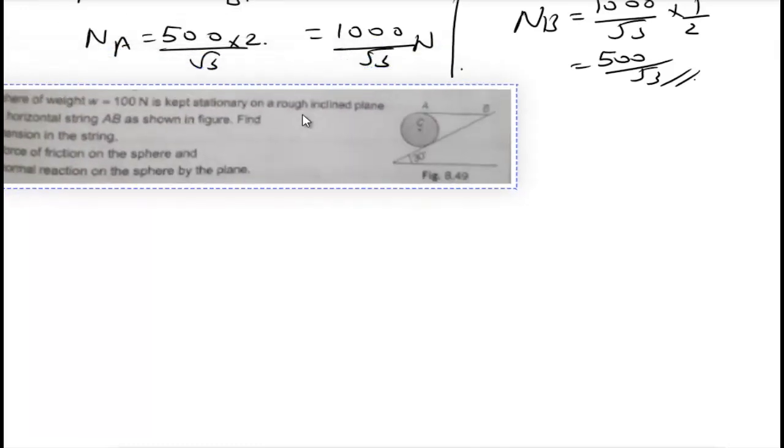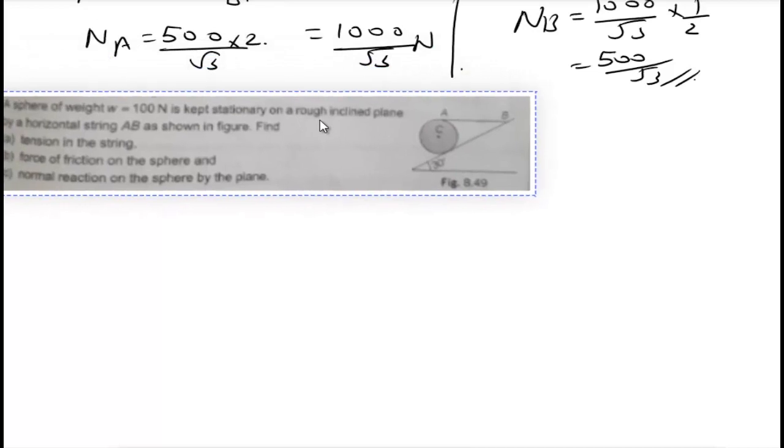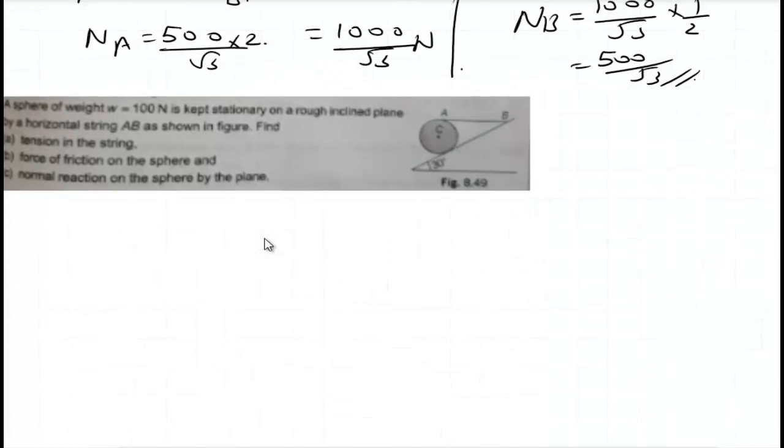A sphere of weight W equals 100 Newton is kept stationary on a rough inclined plane by a horizontal string AB. Okay, this is the horizontal string, so through the string, tension will be acting. Find the tension in the string, the force of friction on the sphere, and the normal reaction on the sphere by the plane. The normal reaction force also we need to find out.